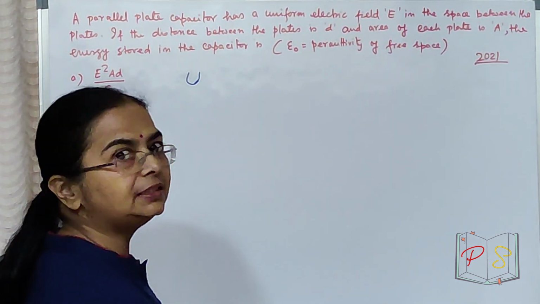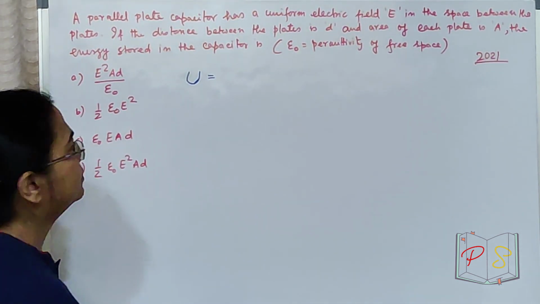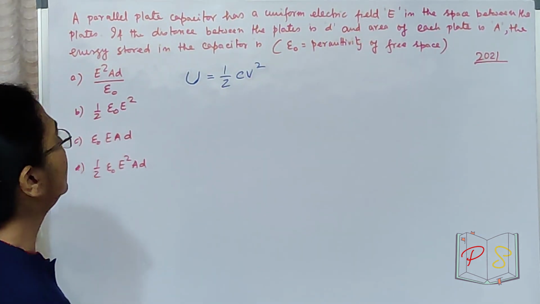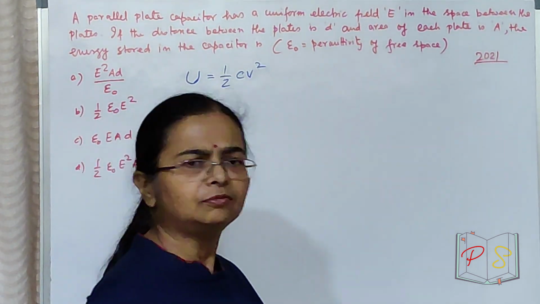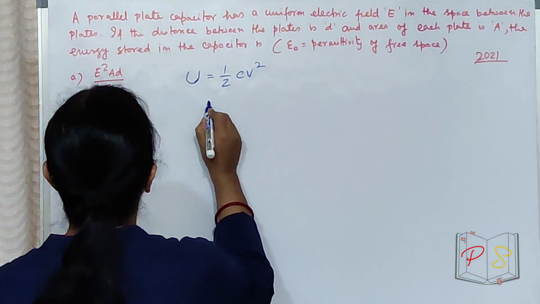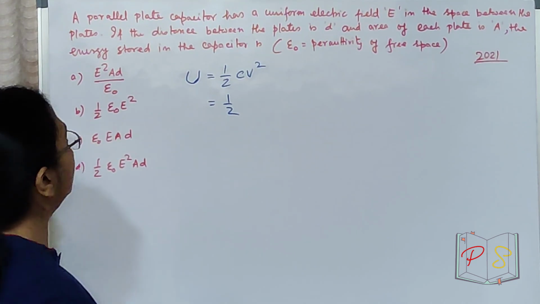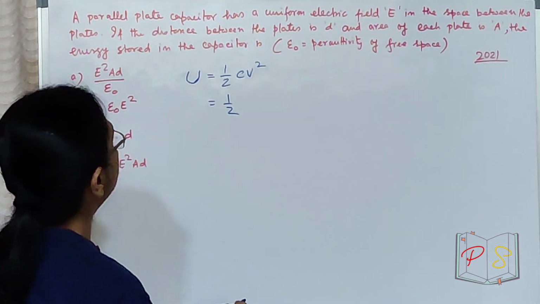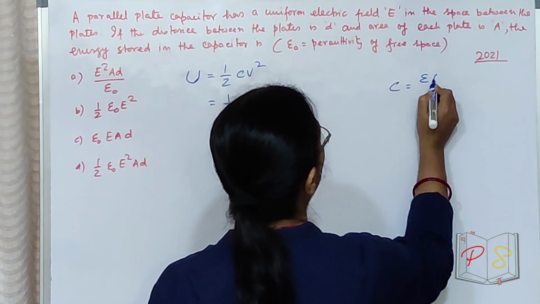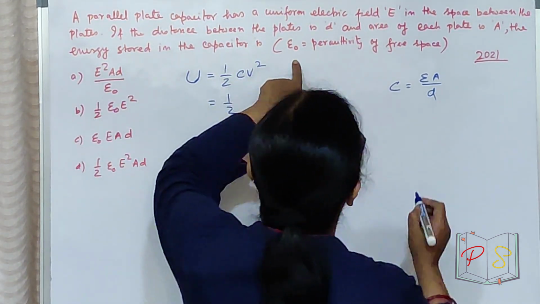Generally we denote energy as U, and we know U equal to, what do we know? Half C V square. Do we know this? Yes, we know this. Half C V square. So half is there. It could be B or D. C, epsilon A in all these terms. C is epsilon naught A upon D. Epsilon naught.